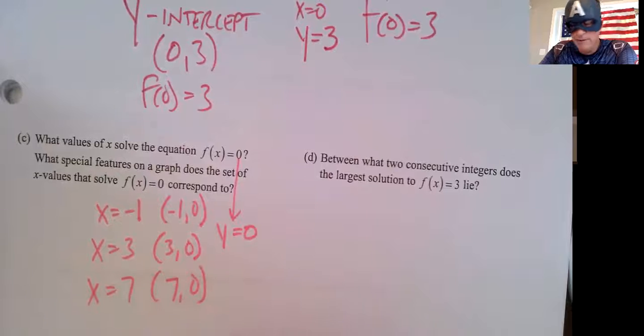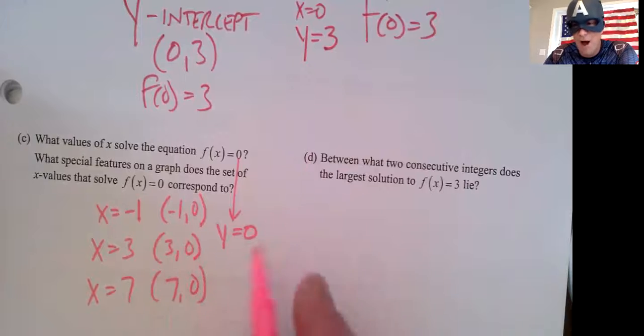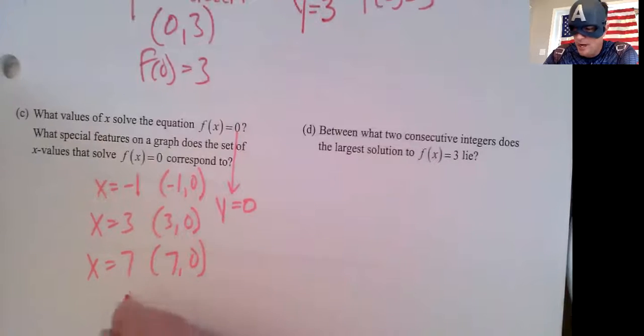And then it asks, what special feature does this call? All of these happen to lie on the x-axis. And so anytime that we have a 0 for my y value, this is called our x-intercept.